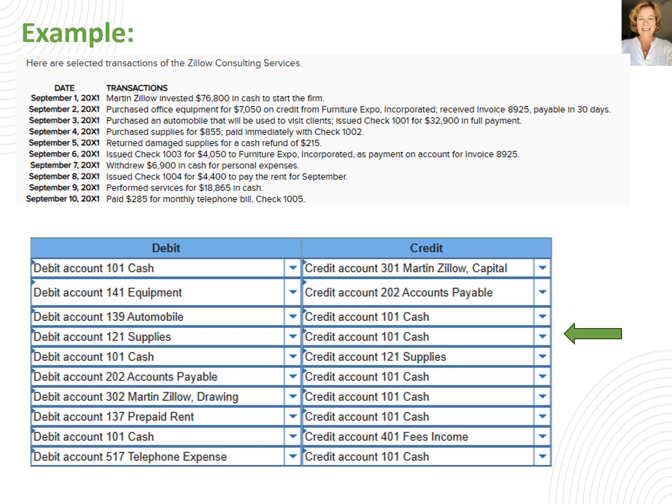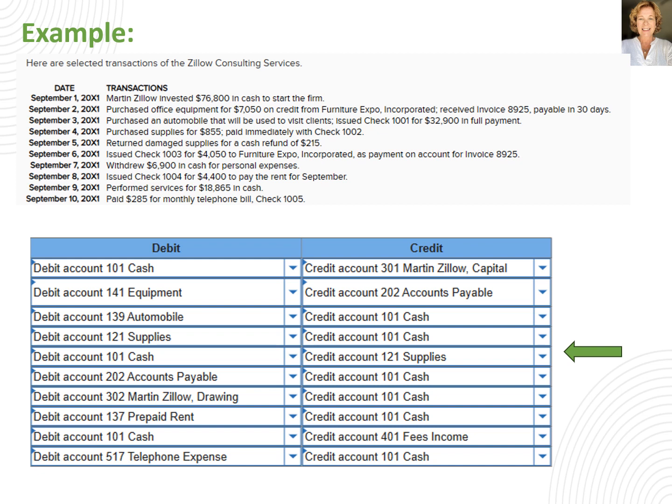In this next transaction, Zillow Consulting purchased supplies for $855. The company now has more supplies, which are considered assets. Assets increase with debits, therefore we debit the supplies account. The company now also has less cash. Cash is an asset, and assets increase with debits and decrease with credits. That means we have to credit cash.